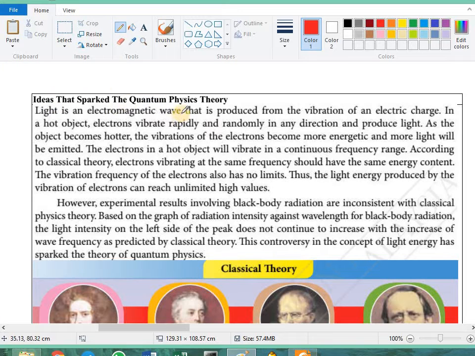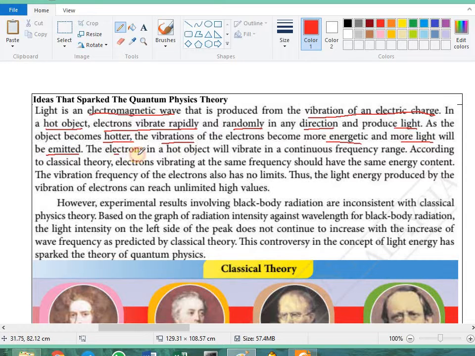Ideas that spark the quantum physics theory. Light is an electromagnetic wave produced from vibration of an electric charge. So in a hot object, electrons vibrate rapidly and randomly in any direction and produce light. As the object becomes hotter, the vibration of the electron becomes more energetic, so more light will be emitted.